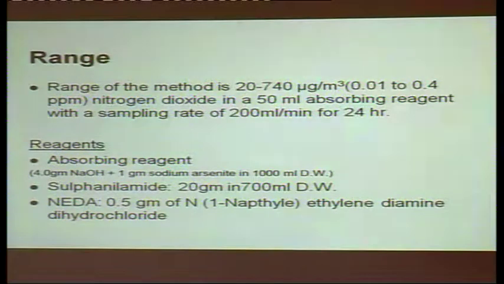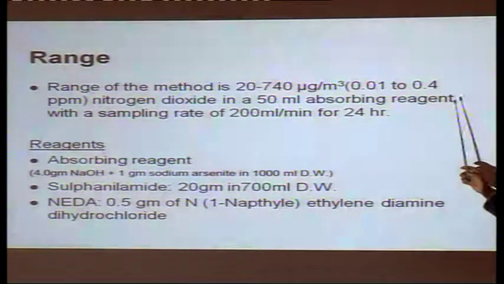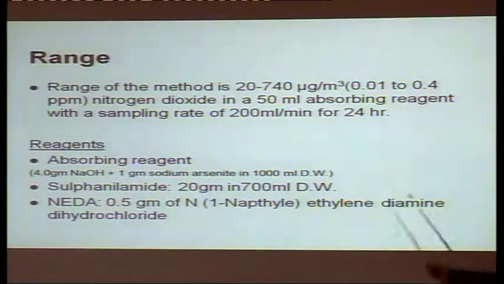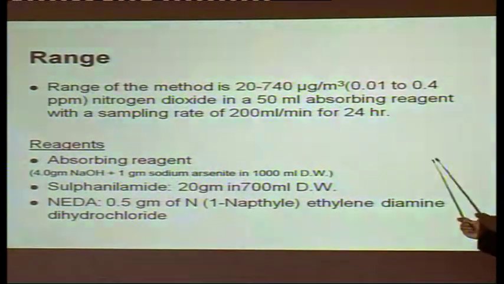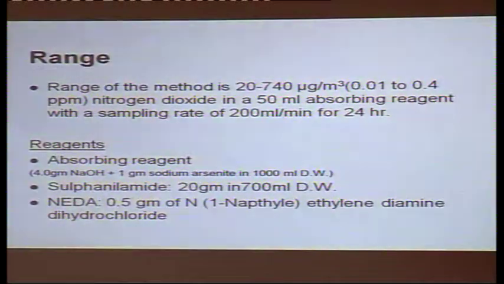The range of the method as prescribed in the BIS is 20 to 740 microgram per cubic meter, or 0.101 to 0.4 ppm. Here one would like to know how to convert ppm into microgram per cubic meter or milligram per cubic meter. Suppose you have 1 ppm, that can be multiplied by 22.4, or 22,400, divided by the molecular weight of the gas. That will give you the microgram per cubic meter of air.